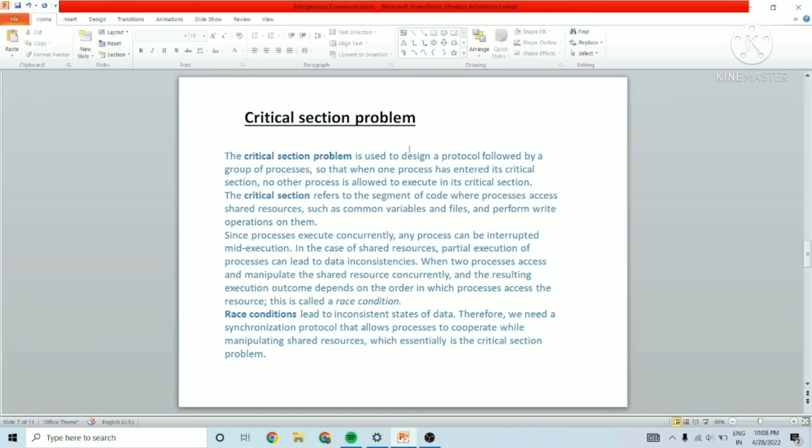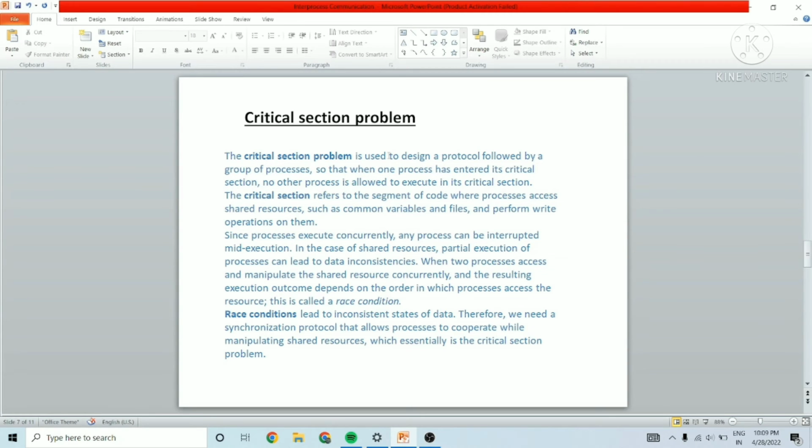So let us discuss what is the critical section problem. The critical section problem is to design a protocol followed by a group of processes, so that when one process has entered its critical section, no other process is allowed to execute in its critical section. अगर एक प्रोसेस एग्जीक्यूट होने के लिए क्रिटिकल सेक्शन में इंटर हो गया, तो अदर कोई प्रोसेस क्रिटिकल सेक्शन में नहीं जा सकता, ये इसका रूल है.